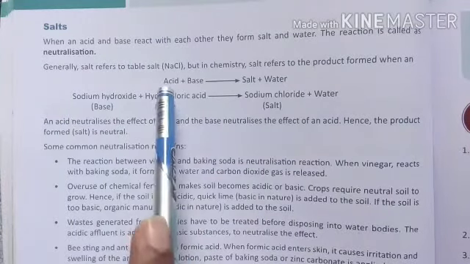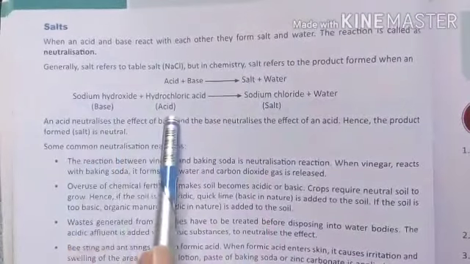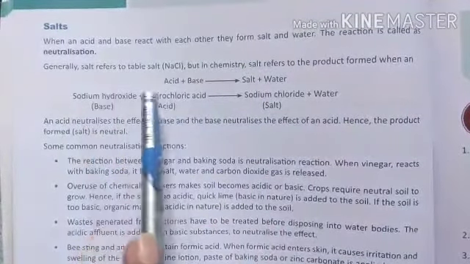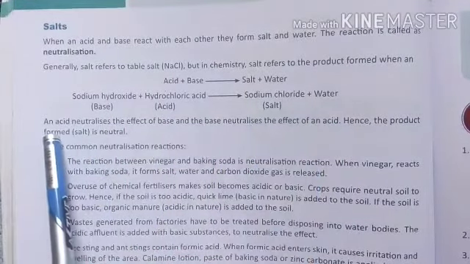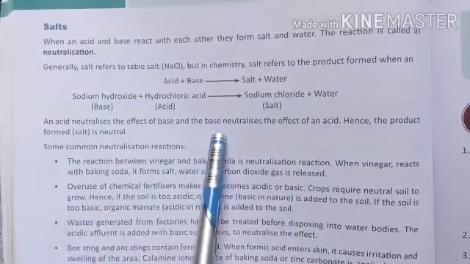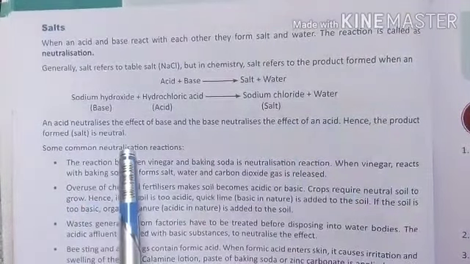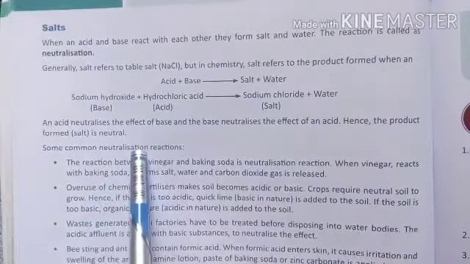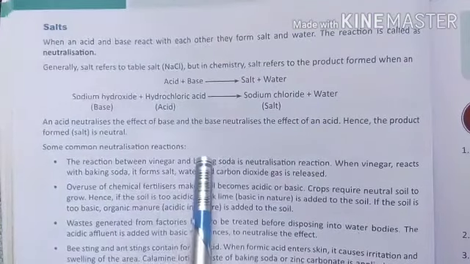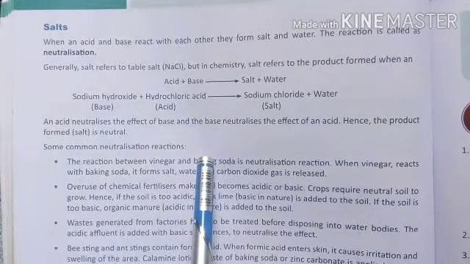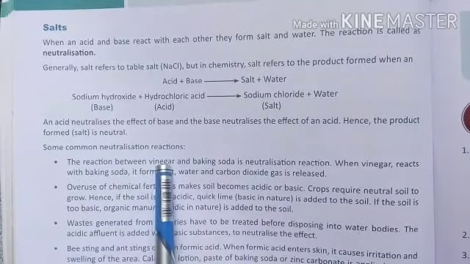If you can see the reaction, acid plus base equals salt plus water. What is the base? Sodium hydroxide. What is the acid? Hydrochloric acid. When both combine, they form sodium chloride and water is released. An acid neutralizes the effect of a base and a base neutralizes the effect of an acid, and the product formed is a salt, neutral in nature. If we take the same quantity, suppose 1 ml of acid and 1 ml of base, and mix them together, it will form salt and the salt will be neutral.